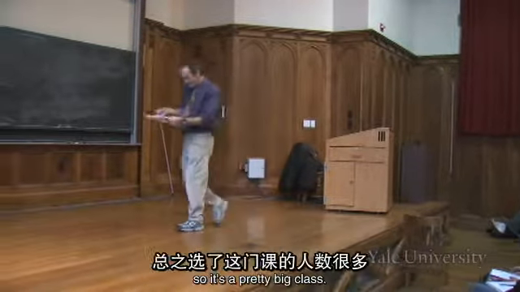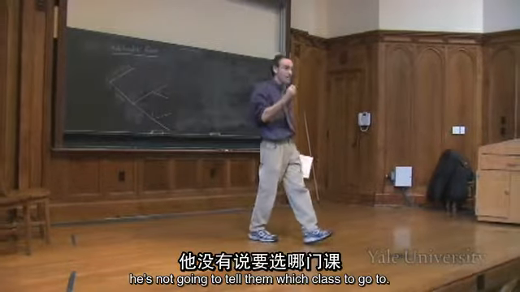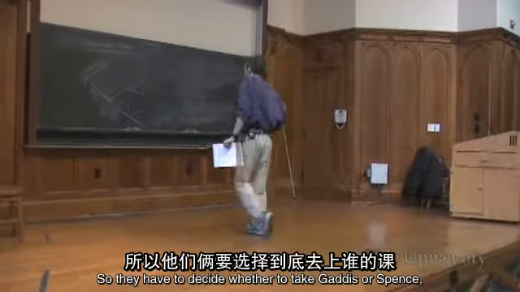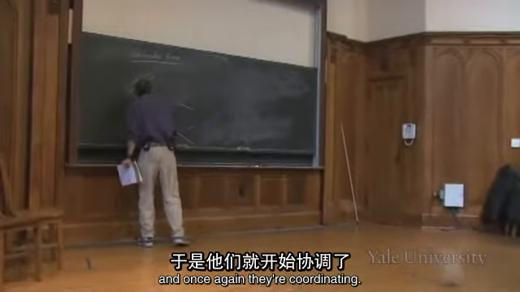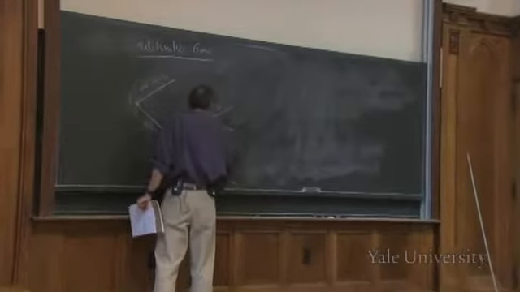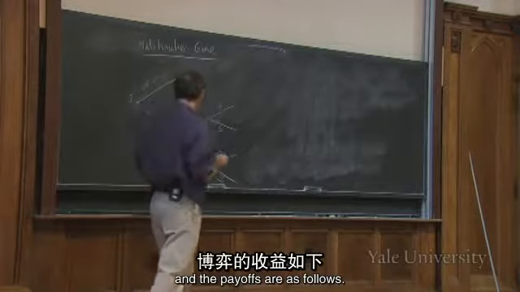So let's do that. Unfortunately, Jake makes the same mistake I do. He's not going to tell them which class to go to. So they have to decide whether to take Gaddis or Spence. And once again, they're coordinating. We'll call them players 2 and 3. So here they are trying to coordinate, and the payoffs are as follows.